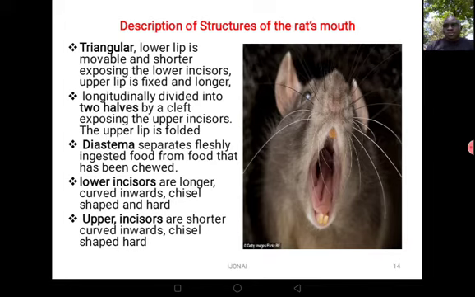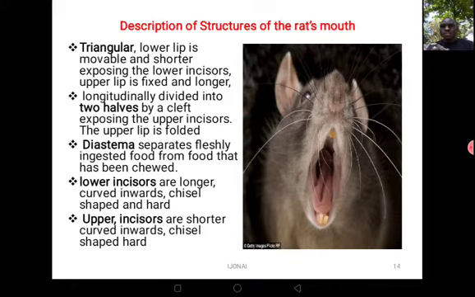And then let's describe that mouth much more. When you look at it critically, you realize that the mouth is triangular in shape, and the lower lip is movable and shorter. So it's movable and shorter. The shortness enables it to expose the lower teeth, the incisors.